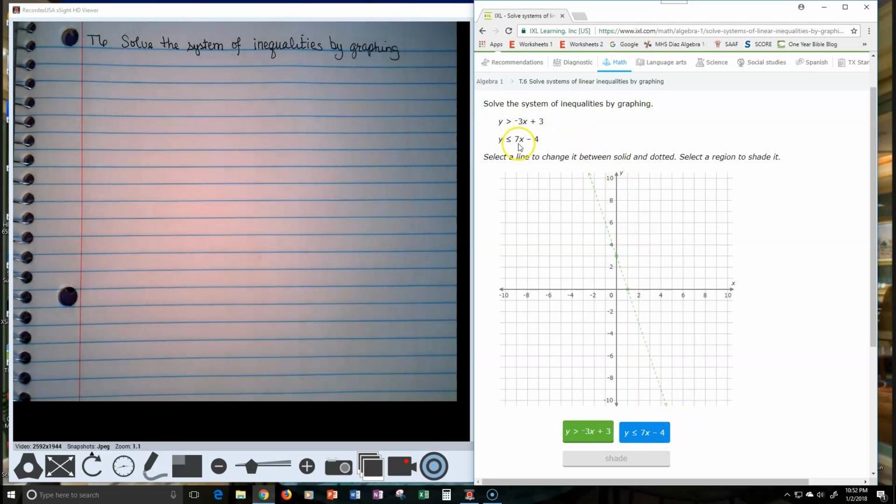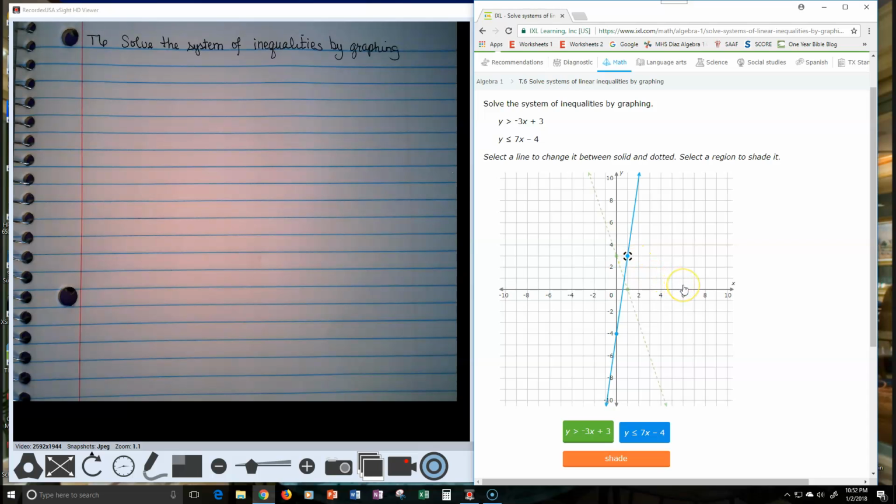Let's go ahead and do the other one. We are at negative 4, and it's a positive slope, so it's going to rise, going this way from left to right, so we're going to go up 7. So it would be 1, 2, 3, 4, 5, 6, 7, and over to the right 1. And now it says y is all values less than that.